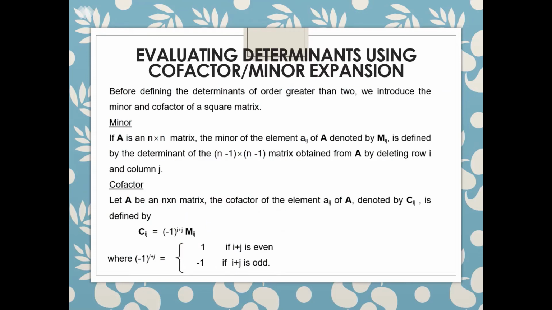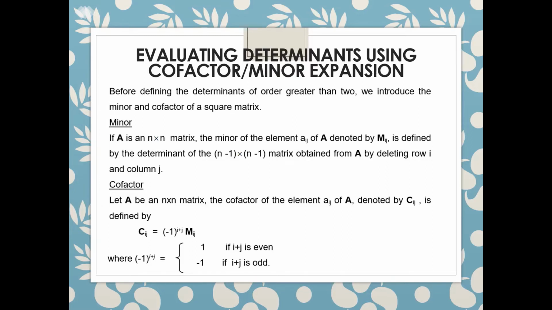The second method of evaluating determinant is by breaking down the matrix into smaller 2 by 2 determinants using minor and cofactor. Minor, which is denoted by capital Mij, is referred to the value of determinant obtained by deleting the ith row and the jth column. Cofactor, which is denoted by capital Cij, is defined as negative 1 to the power of i plus j multiplied with Mij.